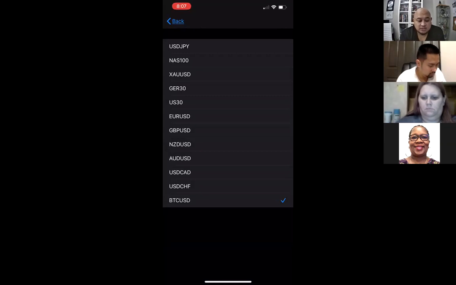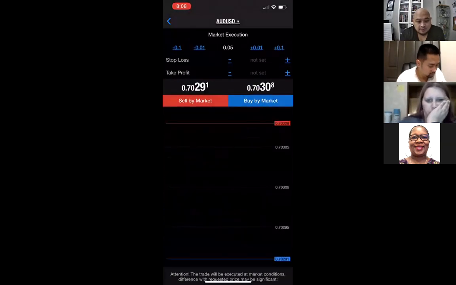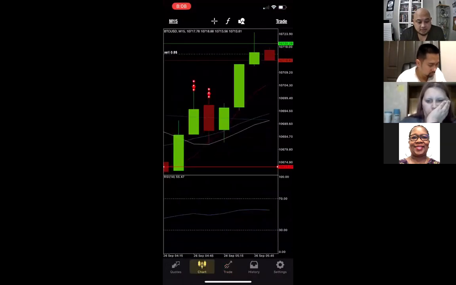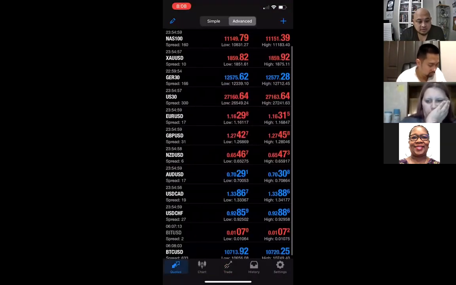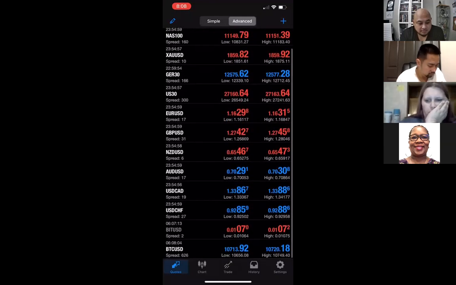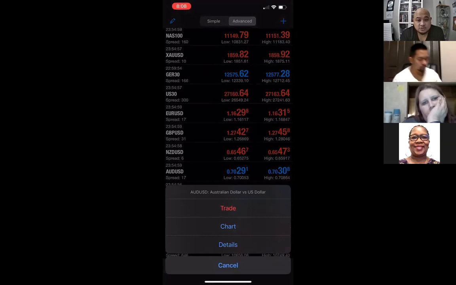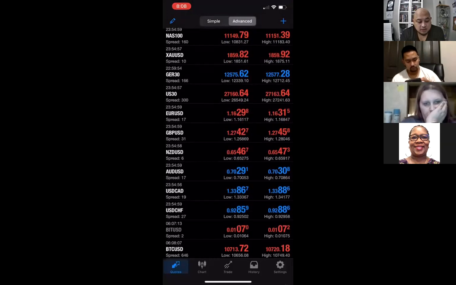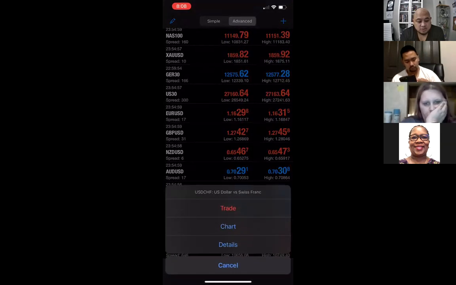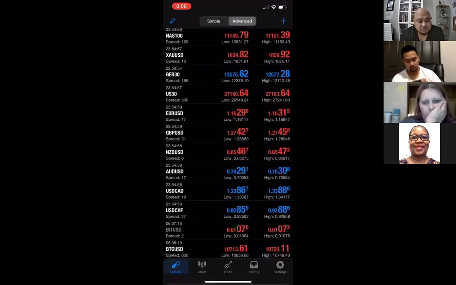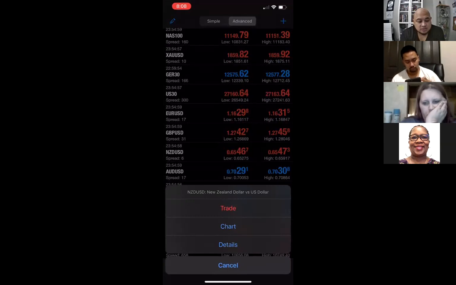So I know NZD is New Zealand to the US dollar. AUD, I think, is Australia. Let me see if I can find out if it is. I think it's Australia, but I could be wrong. Yep, Australian dollar versus the US dollar. So you see how I found that out? I just went to the quotes on the bottom, and then you can click on it. So US dollar versus the Swiss franc. You got the US dollar versus Canadian dollar, USD, CAD. You got the New Zealand dollar versus the US dollar, GBP, Great Britain pound versus the dollar.